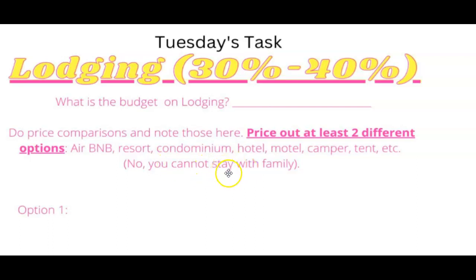The only thing is you cannot stay with family. So you can't have free lodging. You do have to spend your money on lodging. You do have to spend at least 30% of your budget on lodging. And if you think about it, even a campsite's not going to be 30%, but you do have fuel costs and things like that, electric. There's a lot of things that go into camping.